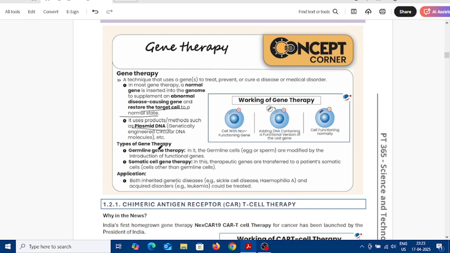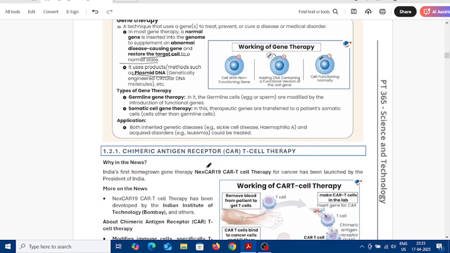Types of gene therapy, there is germline gene therapy. In germline cells like eggs and sperm में modification होगा. Then there is somatic cell gene therapy. Somatic means other than germline. वहाँ पे होगा somatic cells में. अगर germline में gene therapy होती है तो that would be inherited by the offspring. और अगर सोमैटिक सेल में होता है वो सिर्फ उसी इंडिविजुअल के लिए होगा जिस इंडिविजुअल में ये सारे थेरेपीज हो रहे हैं. हाँ, now gene therapy could be useful for sickle cell diseases, hemophilia A, leukemia and all.